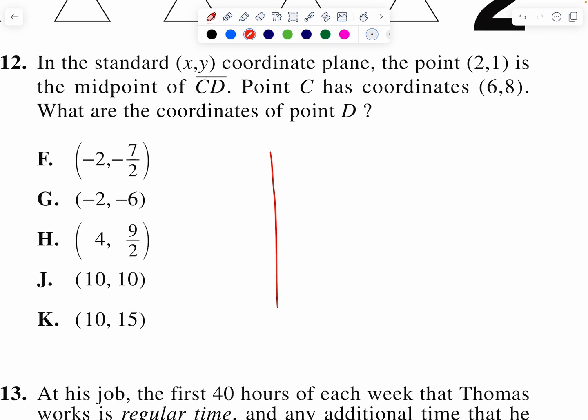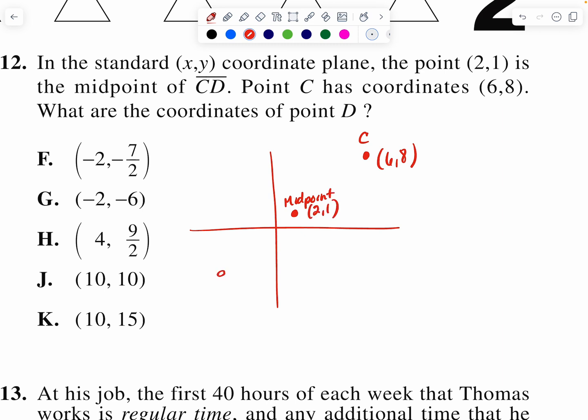All right, so I'm going to sketch out a coordinate plane. My point C is at (6, 8), so over 6 and up 8 would be roughly somewhere in here. This is point C, and it has the coordinates (6, 8). Now it tells me that the midpoint is at (2, 1), so I'm going to estimate. Here's my midpoint, and this is at (2, 1).